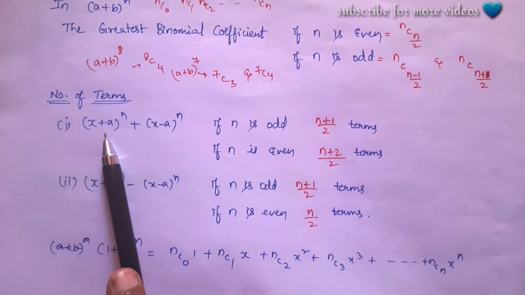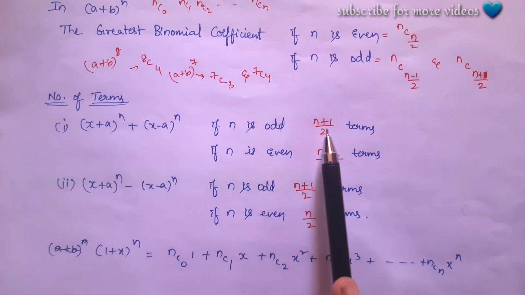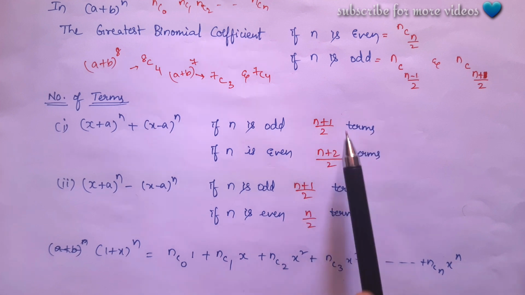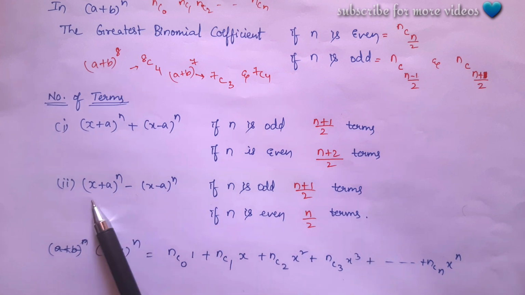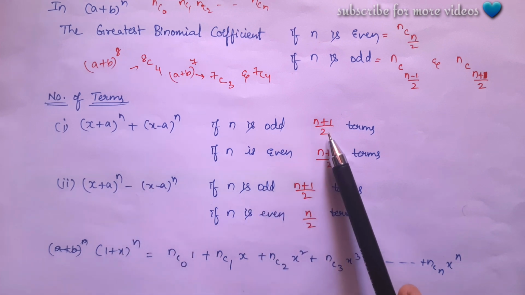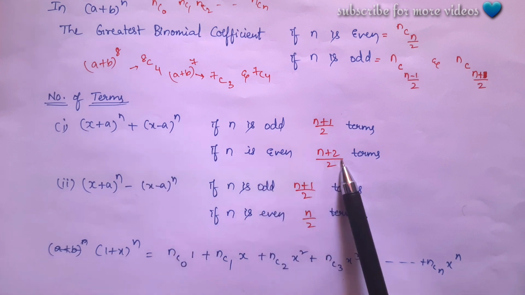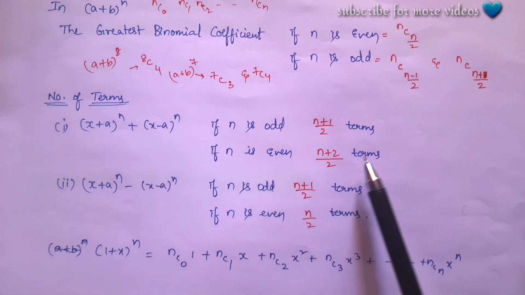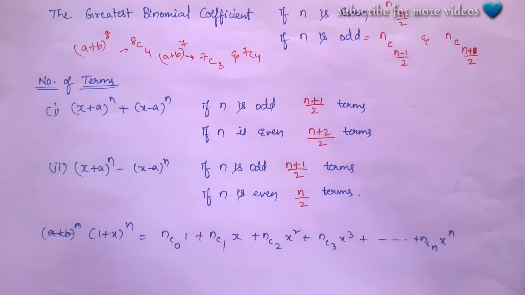If it is in the form of (x plus a) whole power n plus (x minus a) whole power n, if n is odd, (n plus 1) by 2 terms will be there, number of terms. If n is even, (n plus 2) by 2 terms will be there. In another form, (x plus a) whole power n minus (x minus a) whole power n, here if you observe, here plus, here minus, that's all. But if n is odd, both the formulas are the same to find the number of terms. But if n is even, for the minus condition only n by 2, for the plus condition (n plus 2) by 2, nothing but n by 2 plus 1.